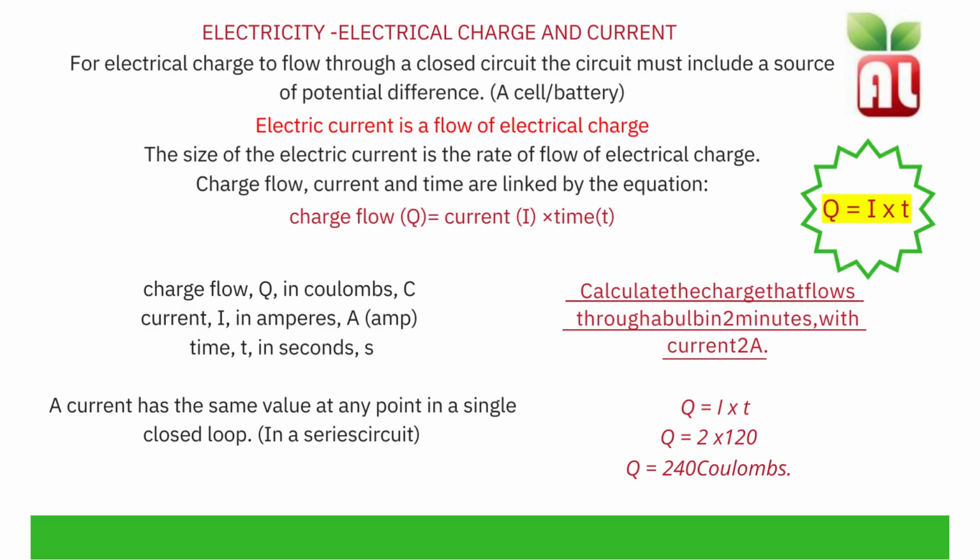Calculate the charge that flows through a bulb in 2 minutes with current 2 amps. We must recall the equation Q equals I times T. This is not given on the physics equation sheet. And we do our 2 amps multiplied by 120 seconds, which is equivalent to the 2 minutes, giving us a charge flow of 240 coulombs.